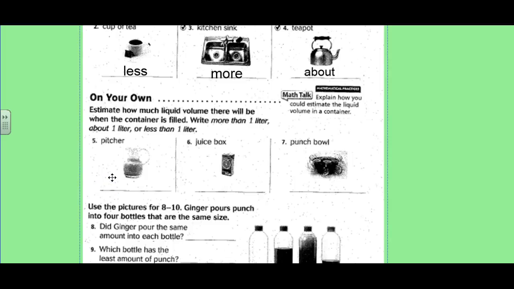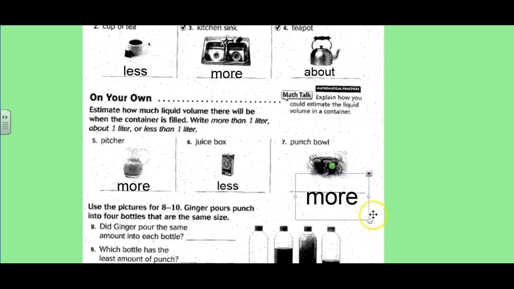Okay, so depending on the size of the pitcher, most pitchers that you would put like lemonade or Kool-Aid in are pretty big. So for this one, you're definitely going to have more than 1 liter if it was filled all the way up. The juice box definitely is small, so you're going to have less than 1 liter. And then a punch bowl is pretty big, so you're going to have more than 1 liter. So notice that none of these were about 1 liter, okay? They were either more than 1 liter or less than 1 liter.